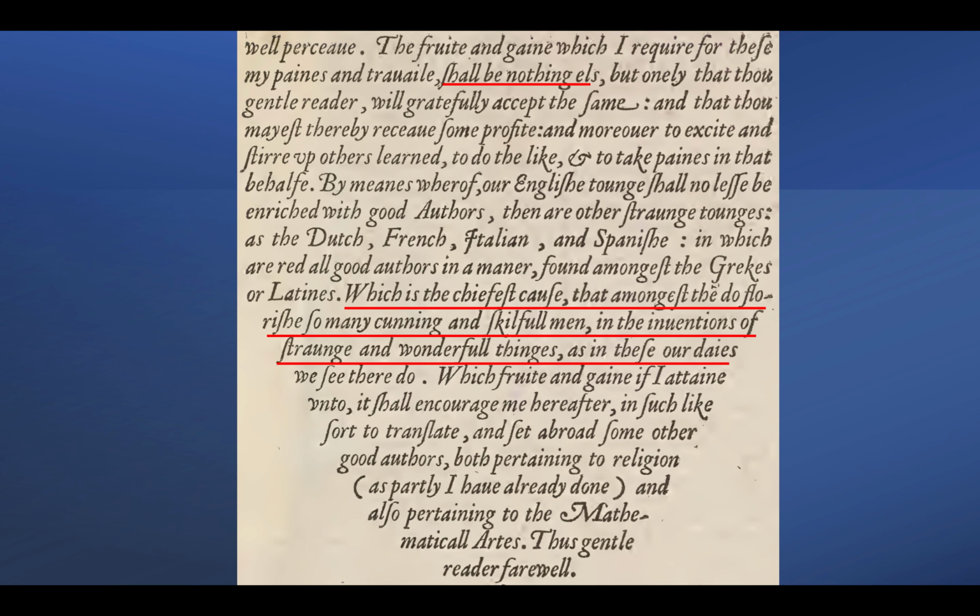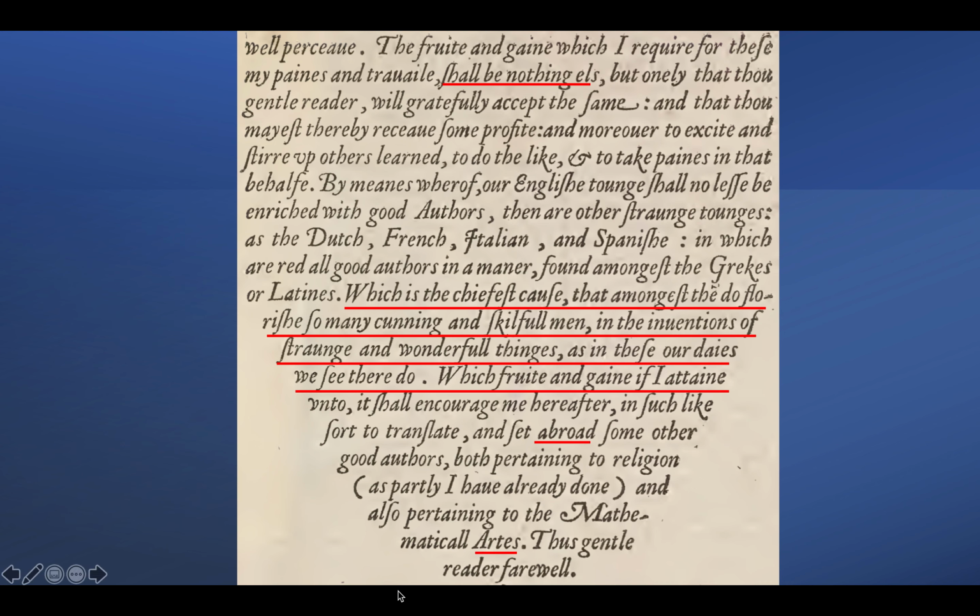Which fruit and gain, if I attain unto, it shall encourage me hereafter, if such like sort to translate and set abroad some other good authors, both pertaining to religion, as partly I have already done, and also pertaining to the mathematical arts. Thus, gentle reader, farewell.